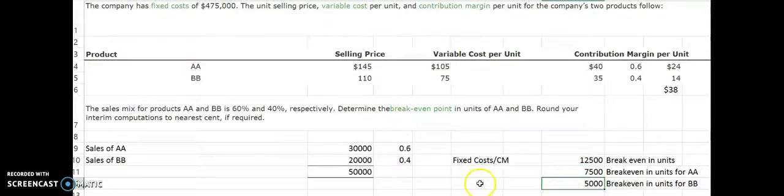So that is how we figure break even in units for a sales mix. That is a company that sold more than one product.